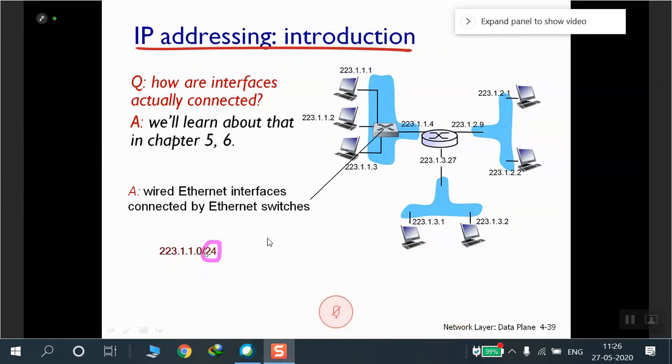The /24 says that the first 24 bits of the IP address are the network part, or belong to the network. This is also known as the network mask or netmask. This is the network part, which indicates that the leftmost 24 bits of the 32-bit IP address are the network address.